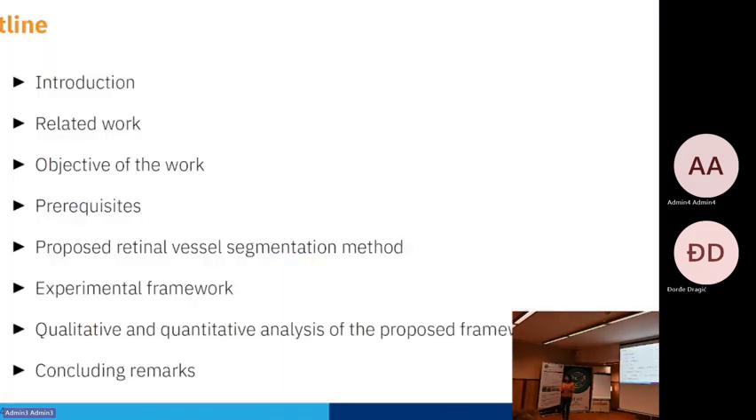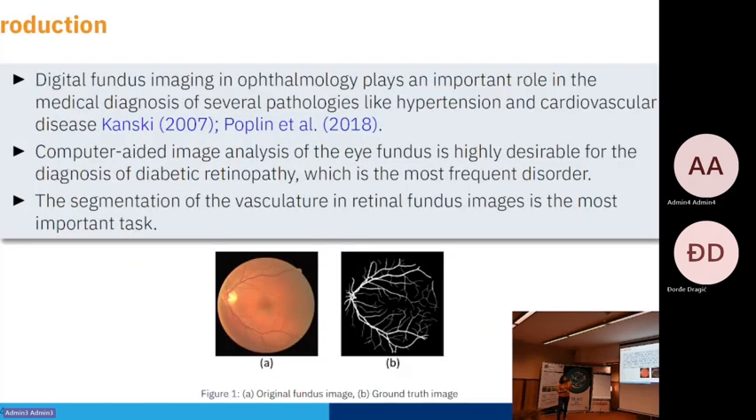As the title is related to the eye, the segmentation is related to eye diseases. So this is the outline of my presentation. Digital fundus imaging in ophthalmology plays an important role in the diagnosis of many pathological disorders such as hypertension, stroke, and cardiovascular diseases. In 2018, the Google Research group published their work, and they identified that these cardiovascular risk factors can be identified through fundus images.